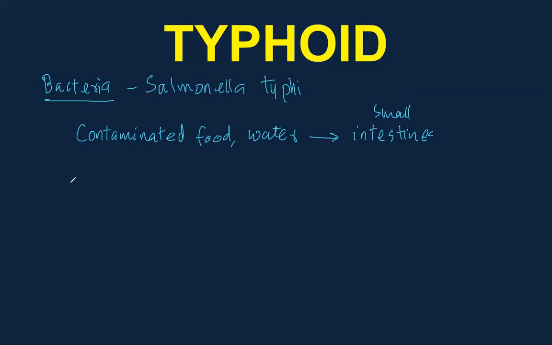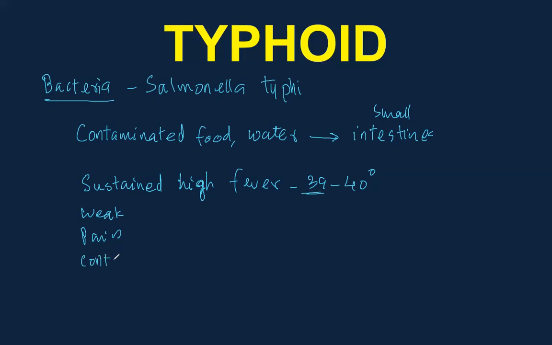How do you know you have the bacteria in your body? You get sustained high fever. Sustained means it doesn't go down. High fever means it can go up to 39 to 40 degrees, and even if you take Panadol or any medications, it doesn't come down. The person feels weak, fatigued, and has stomach pain. They have constipation, meaning the undigested food doesn't go out from the rectum and large intestine. They get headache and lose appetite. Appetite means the feeling of hunger. They don't want to eat food.